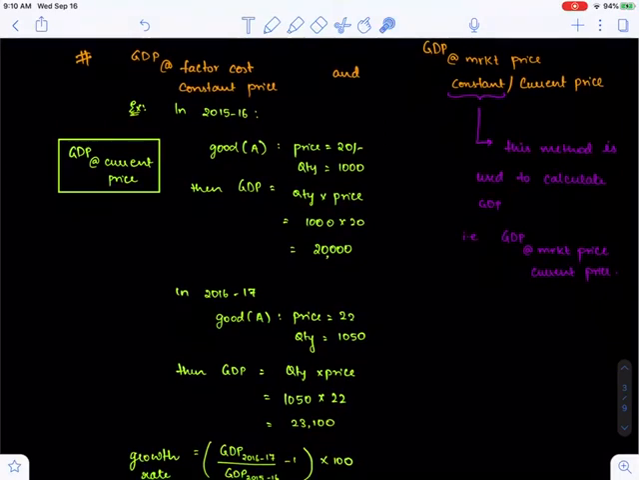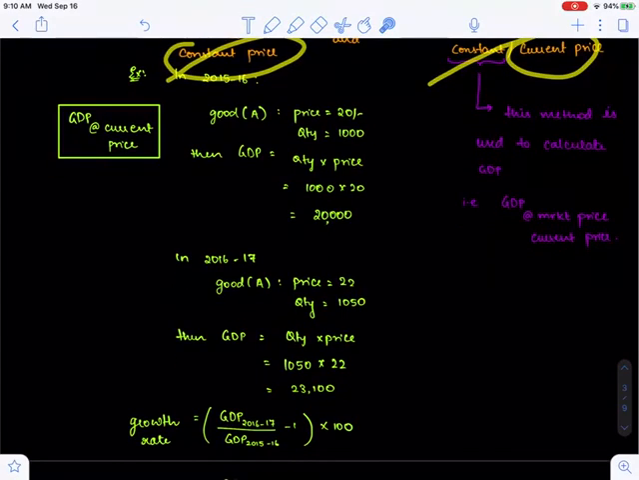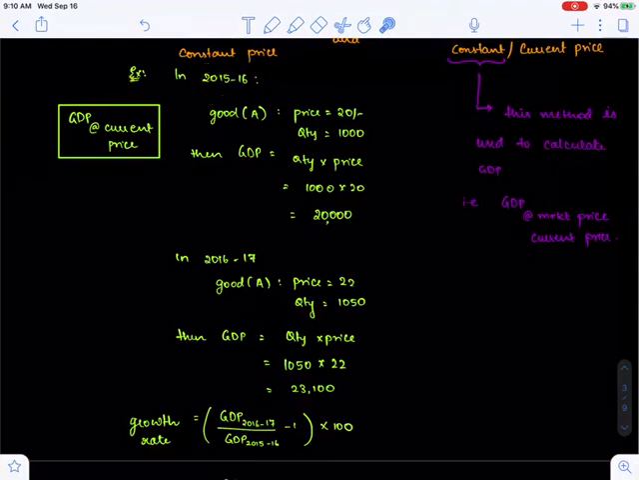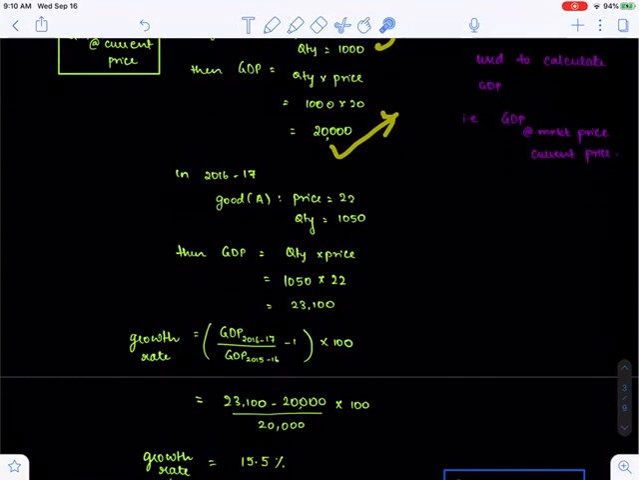Hello there. In this, let's study the concept of GDP at constant price and the GDP at current price. For this, let's consider the example. Say in the year 2015, there is an item A produced whose value is 20 and quantity produced is 1000. Say the entire country is just producing the good A. Now the GDP will be equal to the quantity into the price, so it's 20,000.